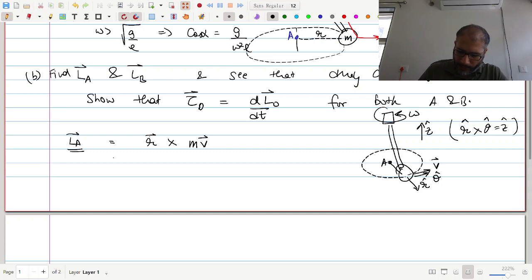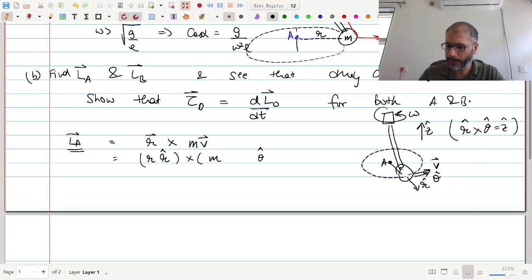Right, so let's write this. The r vector in this case becomes r magnitude times r hat, and the velocity vector we know has a direction of theta hat. In this case the alpha angle is fixed for a given omega, so that means that the r dot part is 0, so the velocity vector v only has a theta hat component, which is given as r times omega.